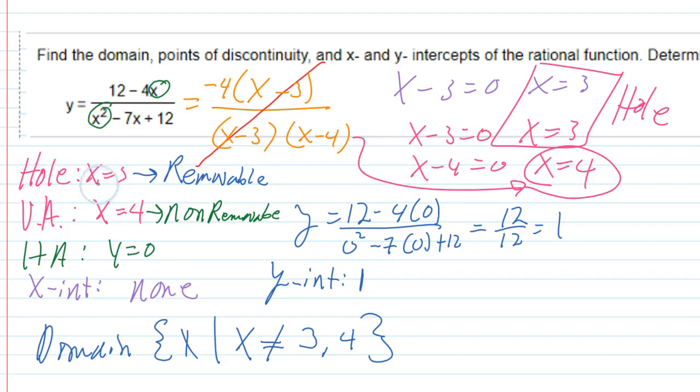So we had the hole at x equals 3, which is a removable discontinuity. The vertical asymptote at x equals 4, which is non-removable. Horizontal asymptote at y equals 0. X-intercept, there was none. Y-intercept at 1. And the domain is all real numbers except x cannot equal 3 or 4.